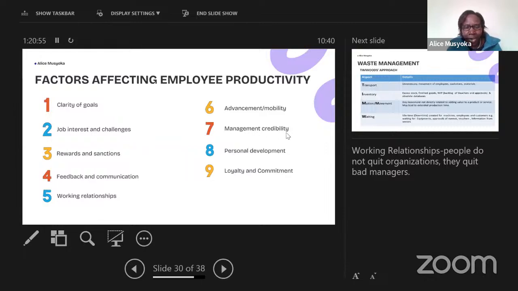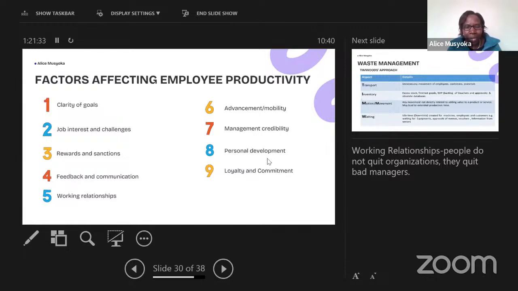Then we look at management credibility. You know, management must walk the talk. If management does not set the tone, then you will find that it affects employee productivity, because management will not be role models to the employees. They will not model out the culture of the organization. And so the employees will get a bit derailed, and then that will affect the productivity.